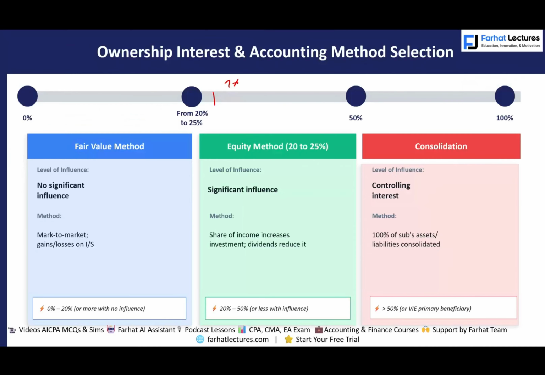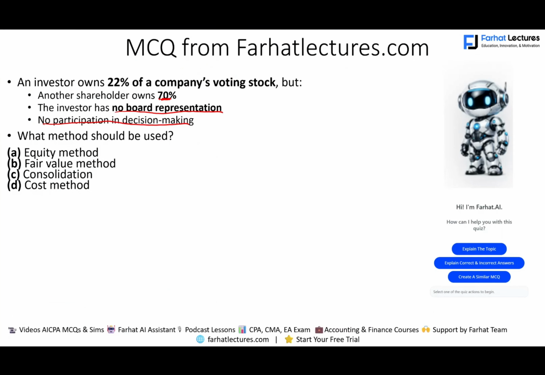If you are told 22%, and I said between 20 to 25%, you start to use the equity method. So you're in between. What would you do? Generally speaking, if you are only told 22%, I would say you would use the equity method. But since we are told additional information, we have to look at the additional information. And the additional information clearly points out that we have no influence whatsoever in this company. What does that mean? Another shareholder owns 70%. So that shareholder controls every decision through the board. And we are told specifically, just to make sure, that you have no board representation and no participation in decisions.